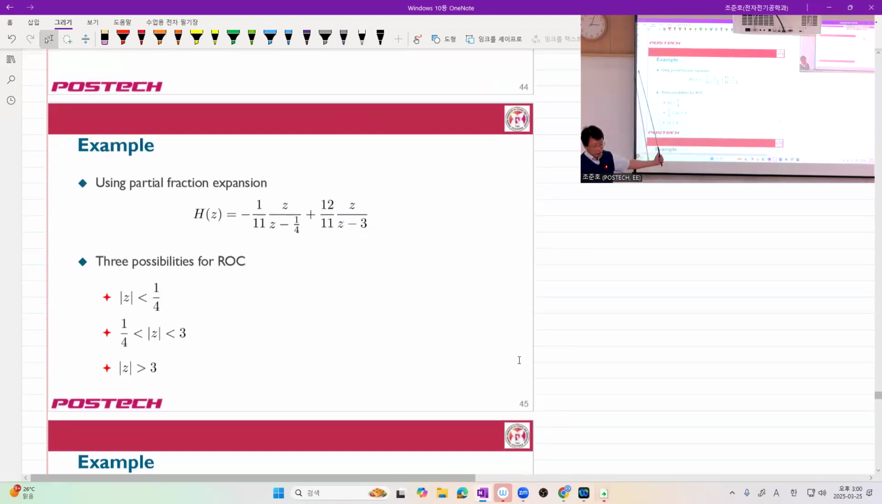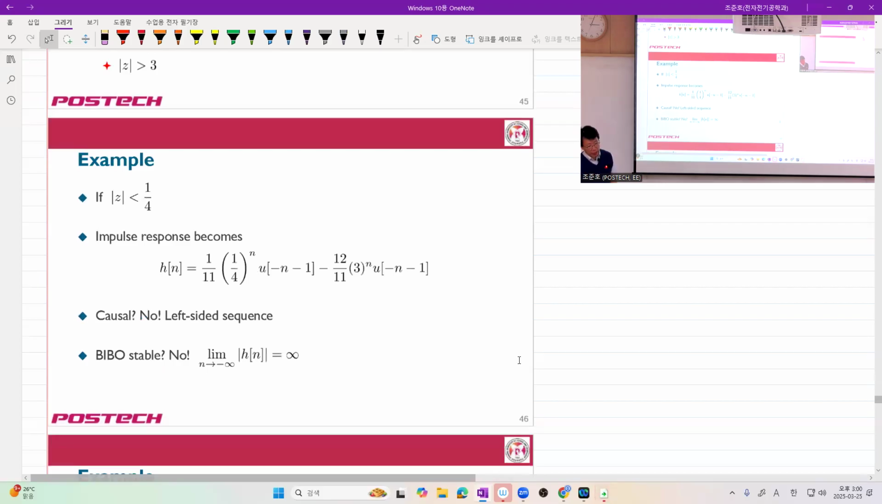Anyway, another one. But without the region of convergence, you group them together as a single rational function, and then find the poles and zeros, and you consider possible regions of convergence, then you have different impulse responses. Got it? And about the causality and BIBO stability, you must be careful. Okay? Let me show you some strange thing.